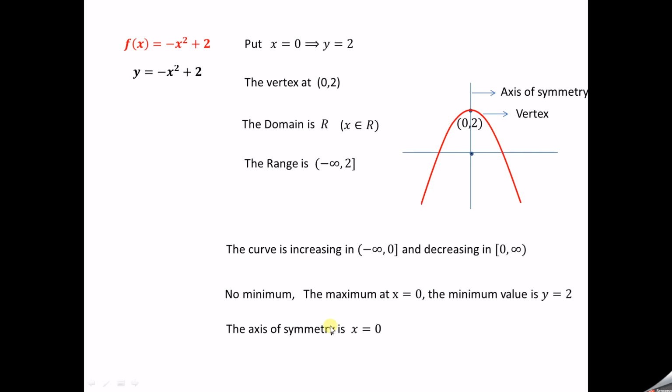And as we have seen, the axis of symmetry is again the y-axis because the vertex is on the y-axis. The axis of symmetry is the y-axis, so its equation is x equal to 0. So all these points we can write for any given quadratic equation which is a parabola.